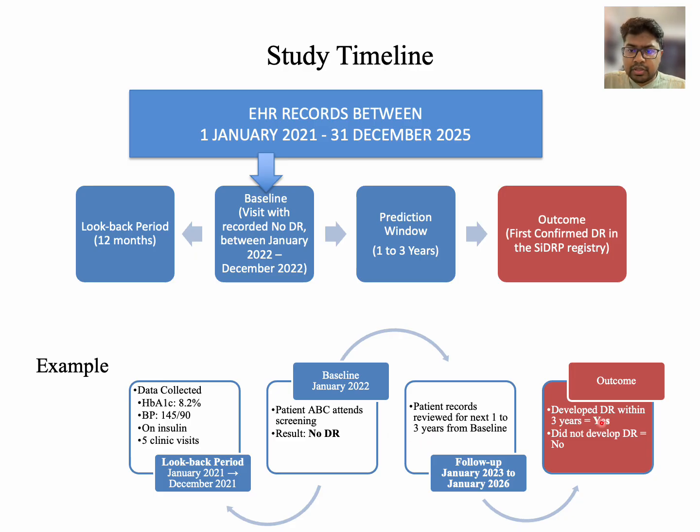The outcome would be, if there is any incidence of DR in the 3 years, we take that as a yes, and if there was no development of any DR, then we record it as a no.